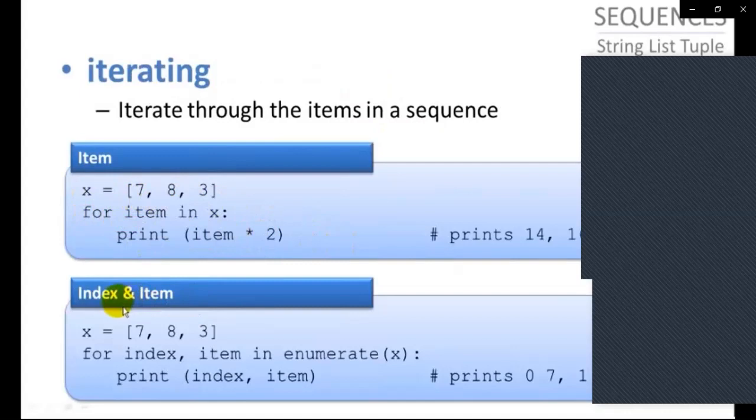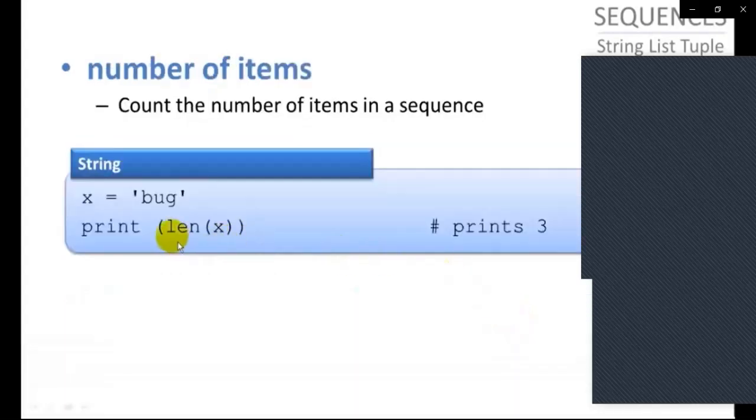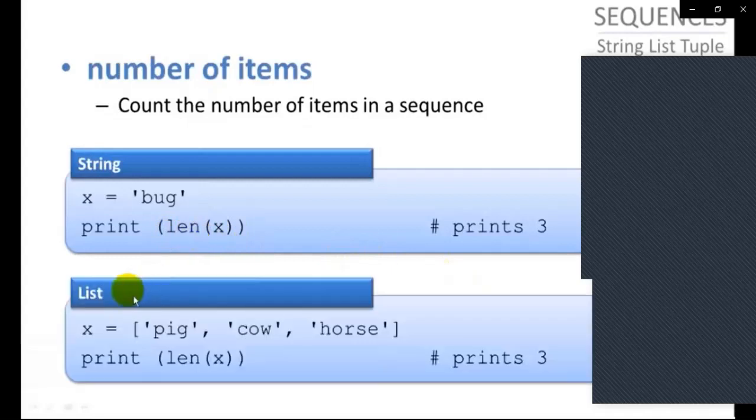And if we need both the index and the item, we can use the enumerate function. So we say for index and item, we basically need 2 variable names here. The first one is going to be index, second is going to be the value or the item in enumerate x. And then inside this for loop, we can do whatever we want with those 2 variables. Here I just have a print statement that prints the index followed by the number of items in a sequence. And we do that using the len function, which is short for length. And we can do the same thing in a list. Prints the length of a list, 3 items in this list.